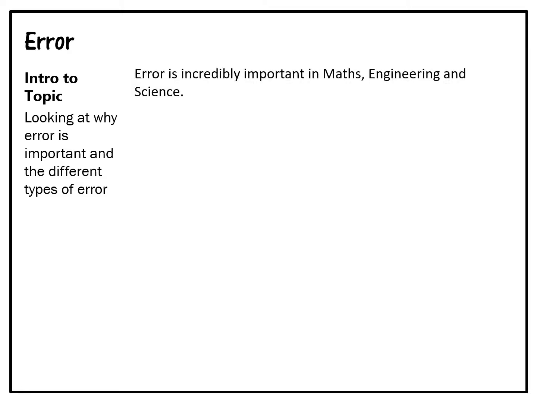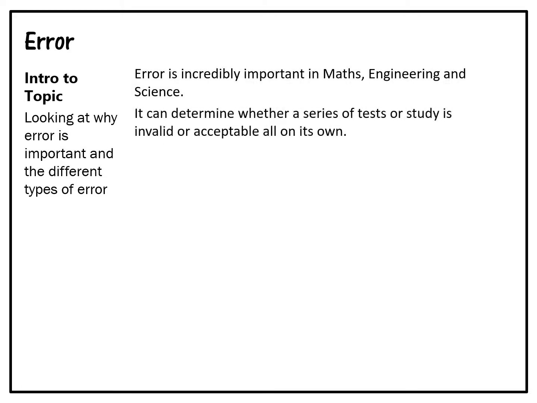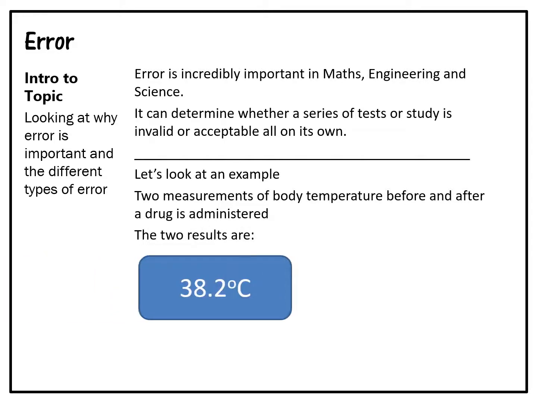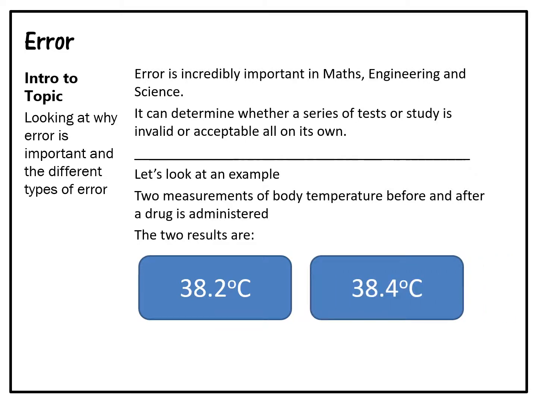Error is incredibly important in maths, engineering, and science. It can determine whether a test or study is invalid or acceptable all on its own. Let's look at an example. So, two measurements of body temperature are taken before and after a drug is administered. The two results are 38.2 degrees Celsius, and the second one is 38.4 degrees Celsius. This shows an increase in the temperature due to the drug, does it not? It seems quite obvious.